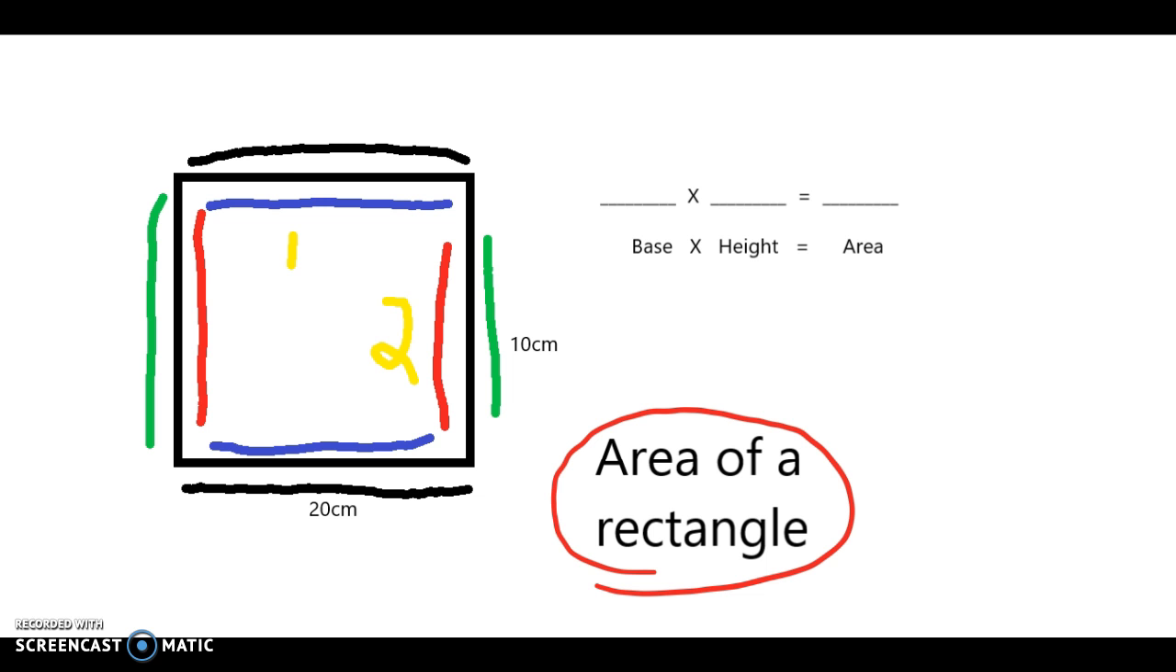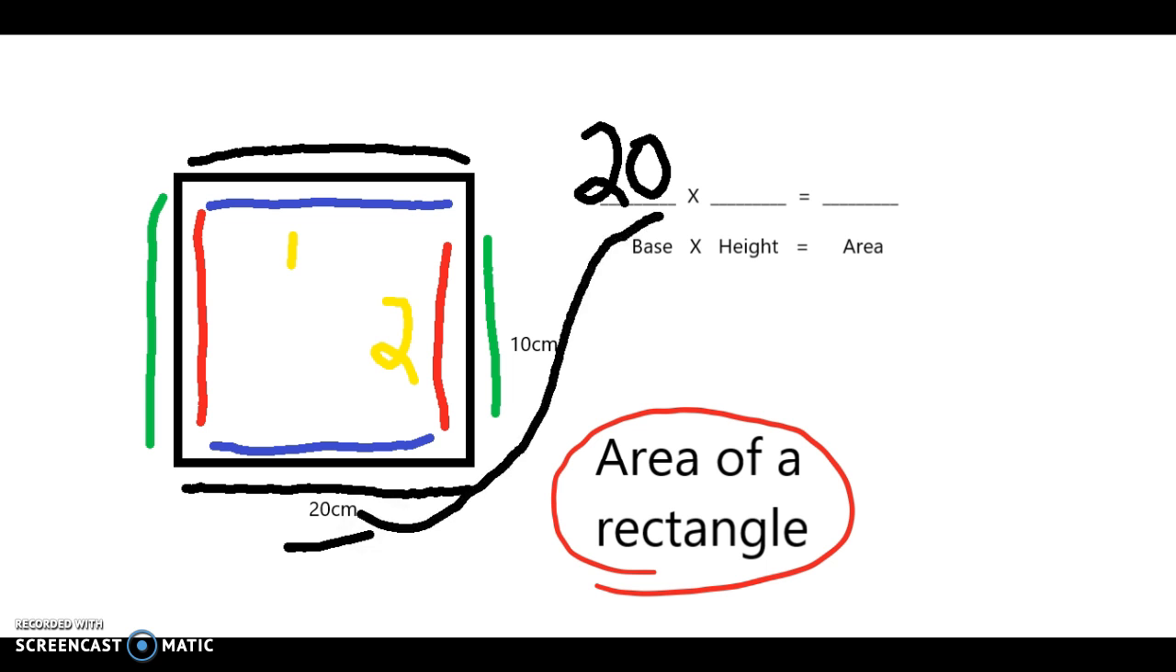Now base times height is a formula, okay? So we're going to plug the base into the base in the formula. The base here is 20, so we're going to plug in 20. And see how there's a centimeter right there? We're going to bring that all the way up here, and tag that on the end. So it would be 20 centimeters, and I'm writing that above just to show where it is.